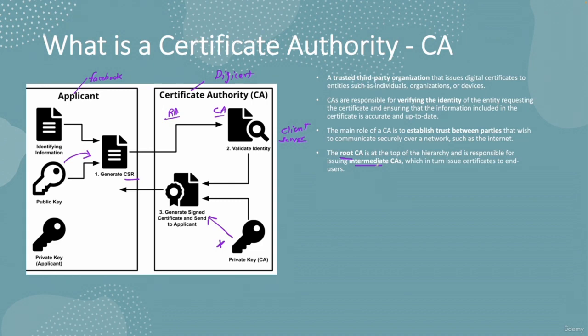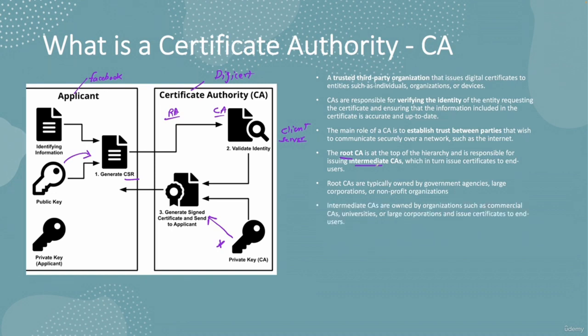So always remember, the root CA is at the top of the hierarchy and is responsible for issuing intermediate CAs, which in turn issue the certificates. And root CAs are typically owned by government agencies and large corporations, like I told you, DigiCert, Comodo. These are some of the big names in the industry which are actually used as CAs. Intermediate CAs are owned by organizations such as commercial CAs, universities, and large corporations that issue certificates. So intermediate certificates come at a slightly lower level.